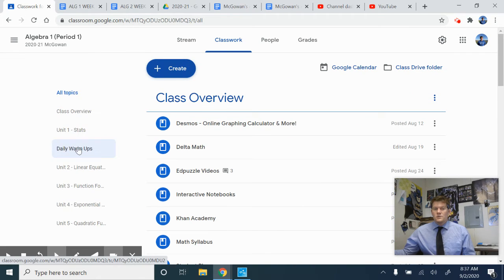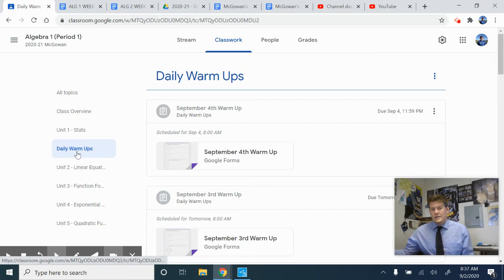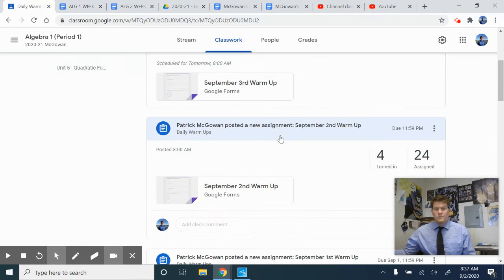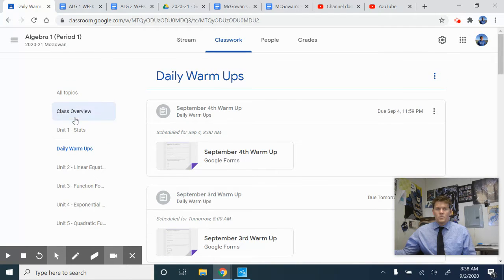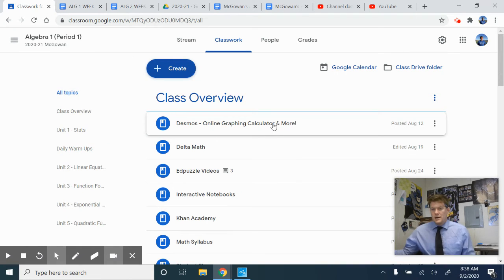After that, you could get to different topics by clicking on the left side. You'll notice I'll have all of our units already broken out, and I'll have this daily warm-ups tab. I want you to click on that tab whenever you're working on the daily warm-up. And it looks like as of right now, I already have 4 people that have turned in the warm-up for today. That's like an hour early. That's awesome. But you could always find the daily warm-ups here under that daily warm-up tab. If I want to go back, I could just go back to all topics. Now I'm back at the top.